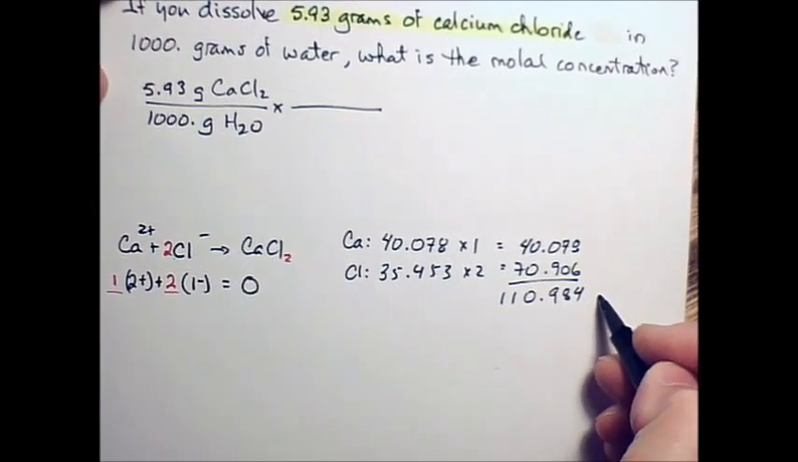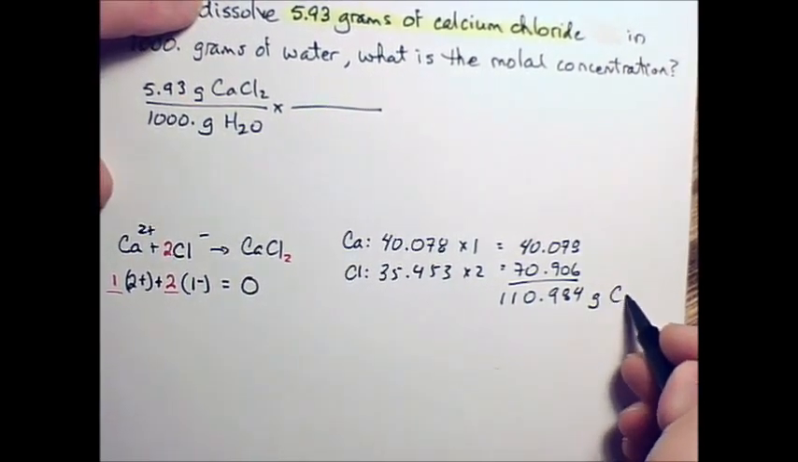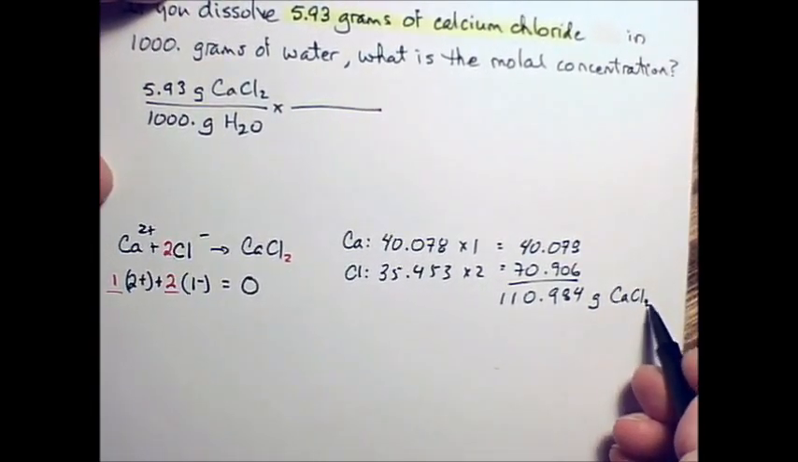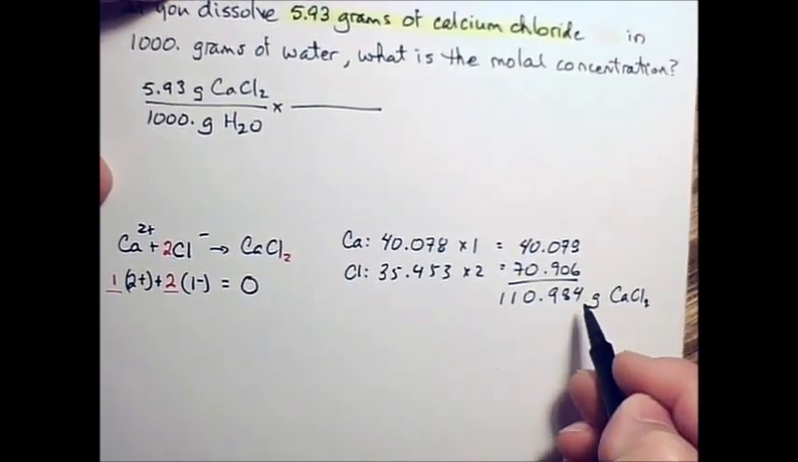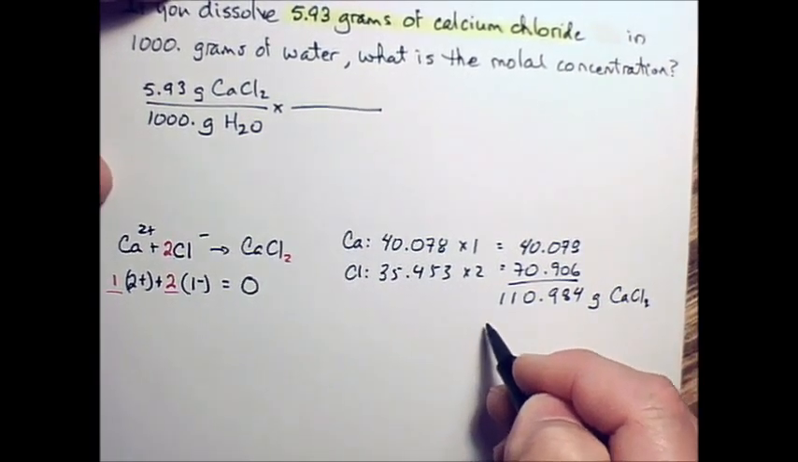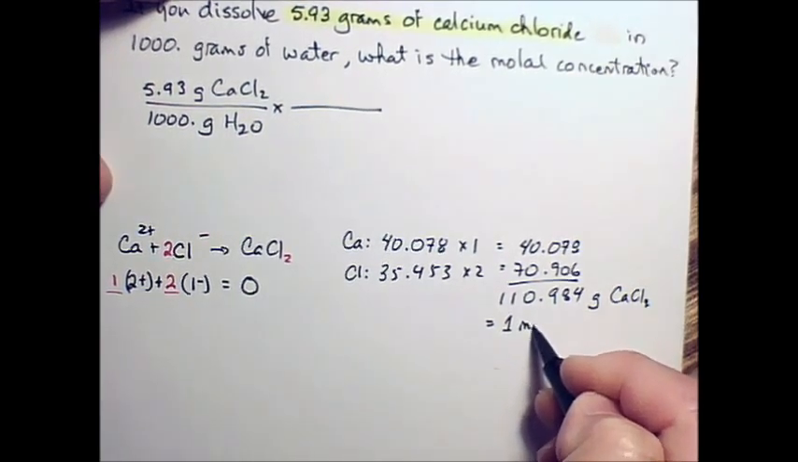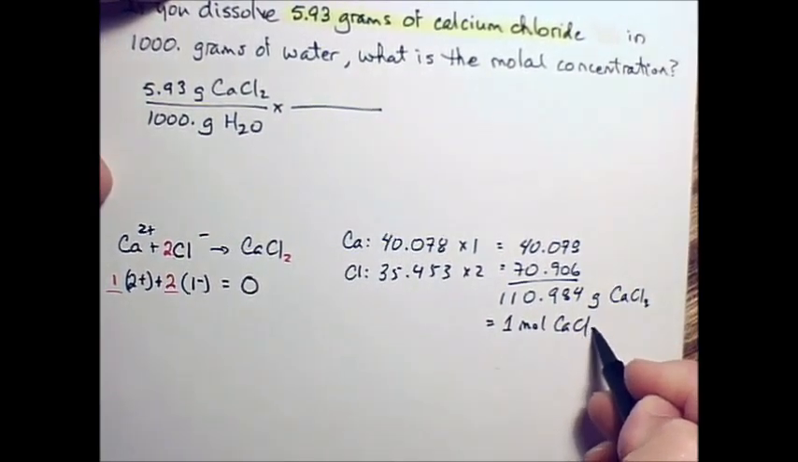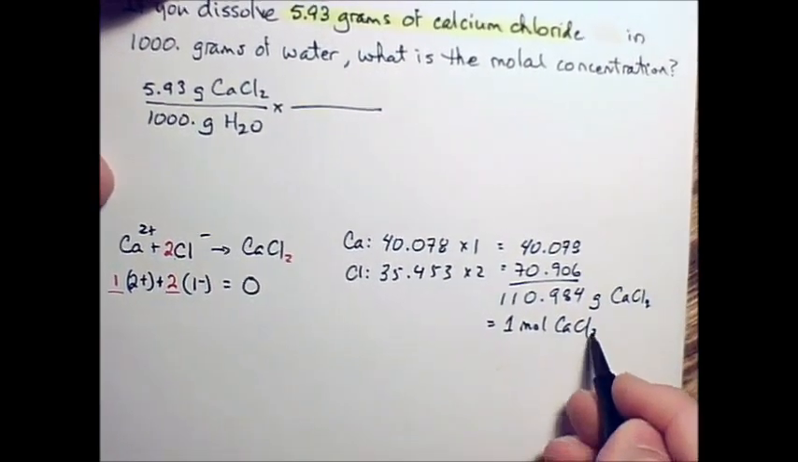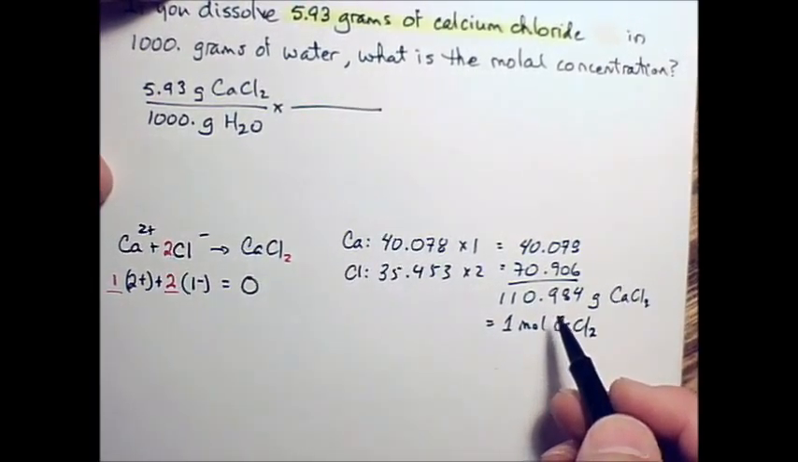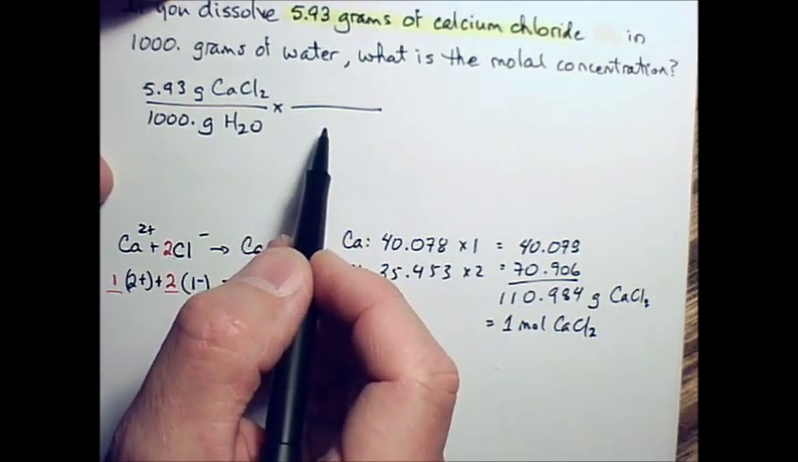All you got to do is go ahead and write down that this is grams of calcium chloride. Now it's very important that you write this. You want to make sure you write down that this amount is grams of calcium chloride, and that it's equal to 1 mole of calcium chloride. What we're doing now is writing what's called an equality statement. The equality statement is what we use to build the conversion unit we need right here.